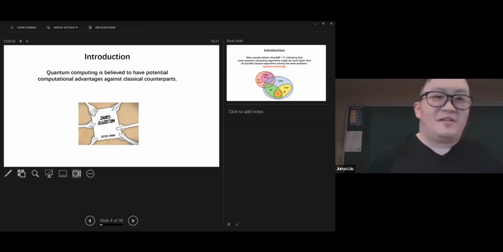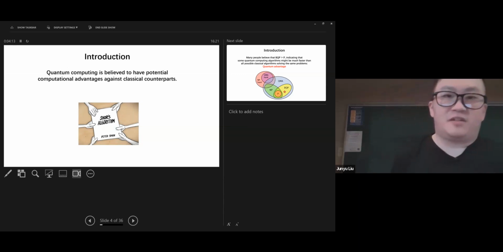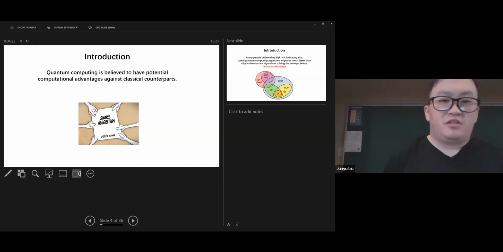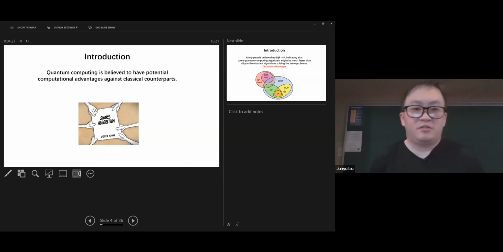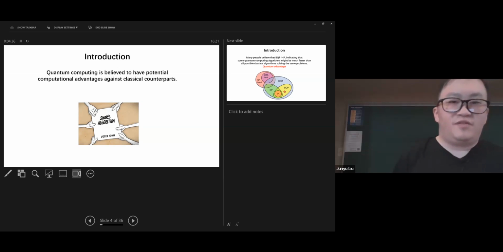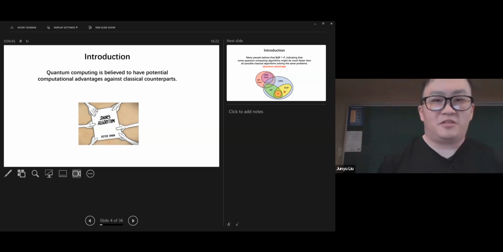We know that quantum computing is believed to have the potential for computational advantages against classical counterparts. One of the first examples of advantages of quantum computing that people showed is Shor's algorithm, an algorithm that could run in polynomial time and potentially breaks some common asymmetric cryptography. That shows significant potential for this technology and motivates us who are trying to build quantum computers.